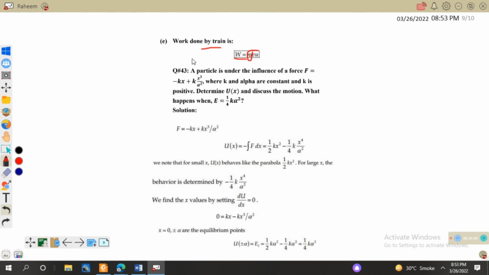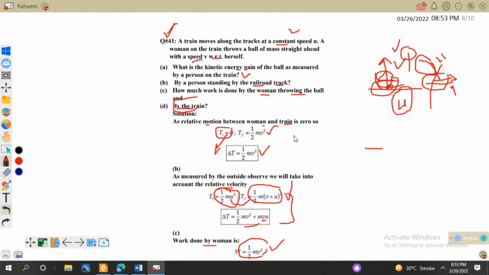And this was just a simple question. We have to take into account just the change of the kinetic energy between the two frames, as in the first case, the second and the third.